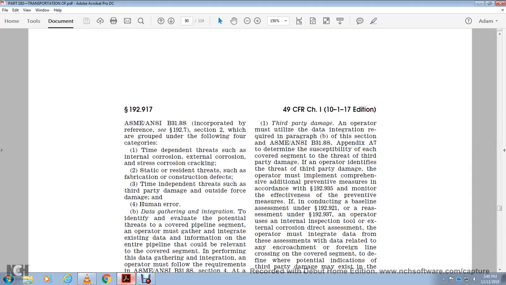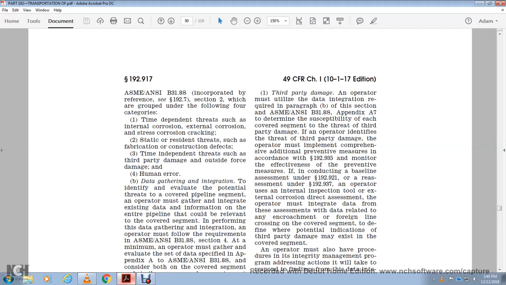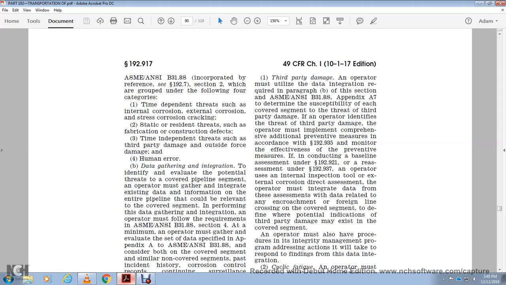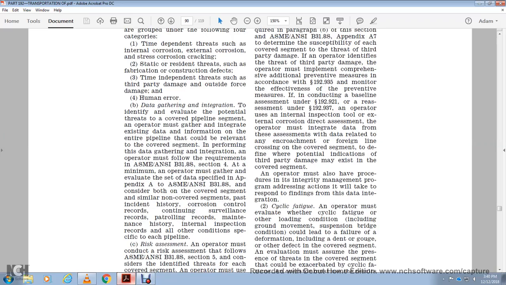Data gathering and integration. To identify and evaluate potential threats for the covered pipelines, the operator must gather and integrate existing data and information on the entire pipeline that could be relevant to the covered segment, and perform the data gathering and integration in accordance with the requirements of ASME ASI B31.8S Section 4. At a minimum, an operator must gather and evaluate the set of data specified in Appendix A of ASME B31.8S. Consider both those covered segments and similar but not covered segments of the pipeline: incident history, corrosion control records, continuing surveillance records, patrolling records, maintenance history, internal inspection records, and all other conditions specific to each pipeline.